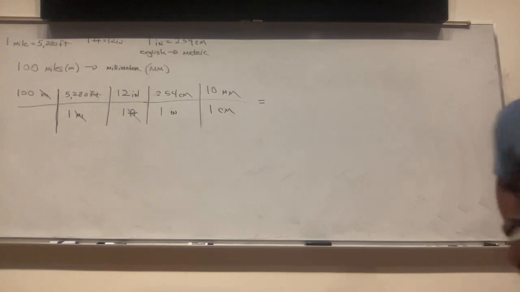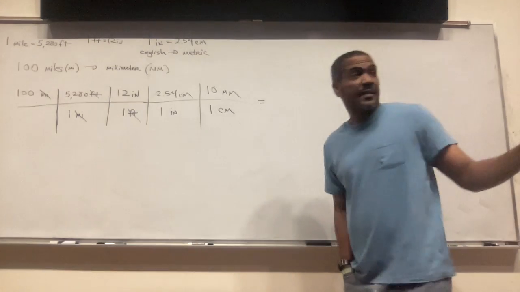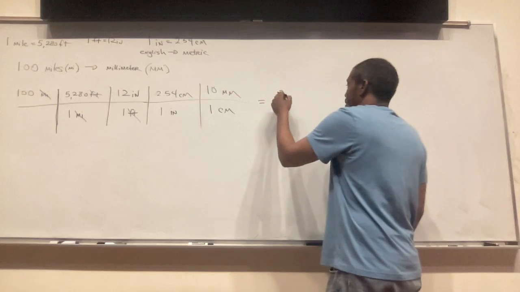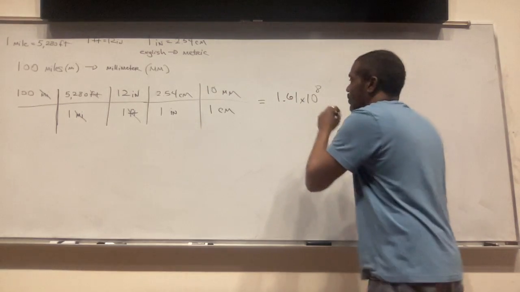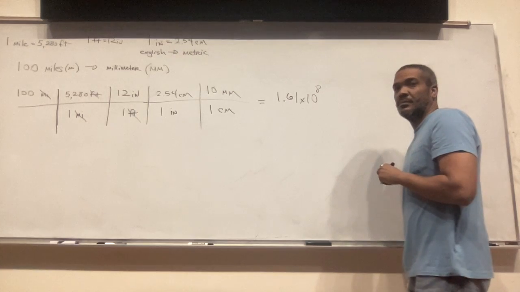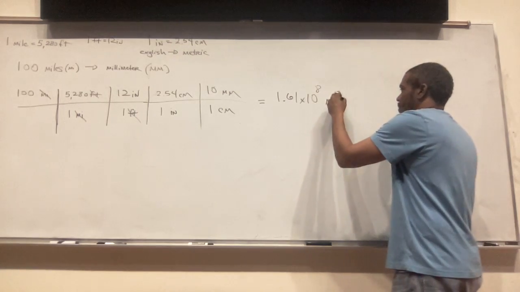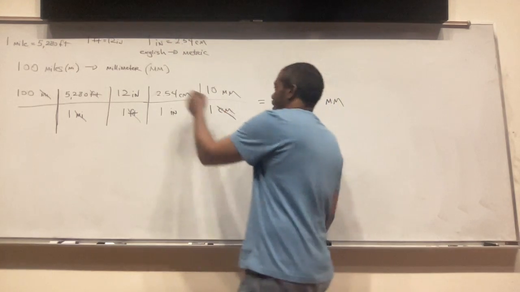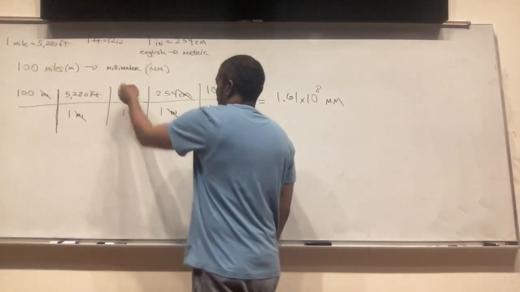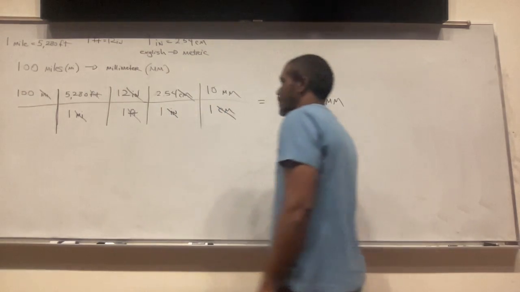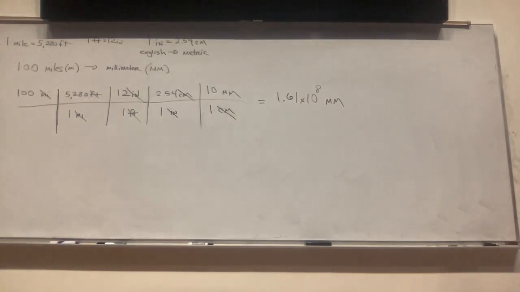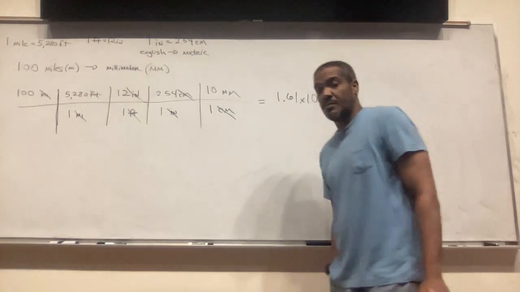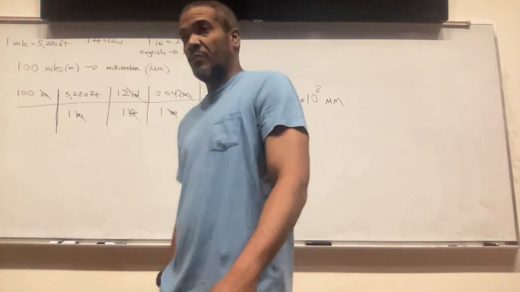You got it? 1.61 times 10 to the 8. Millimeters. Right? The centimeters cancel, inches cancel. So in 100 miles, we have 1.61 times 10 to the 8 millimeters. Right?